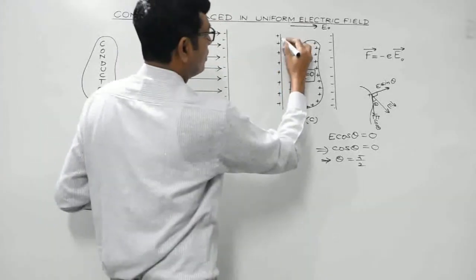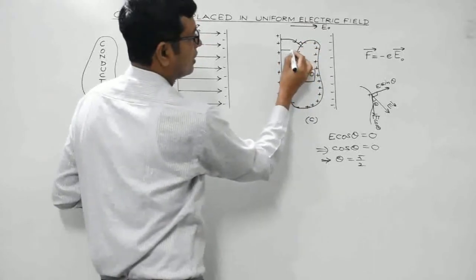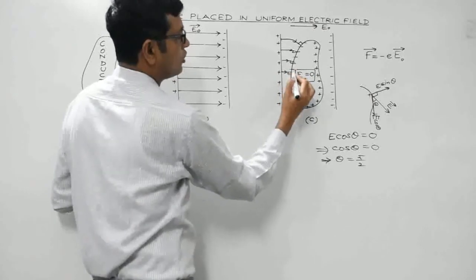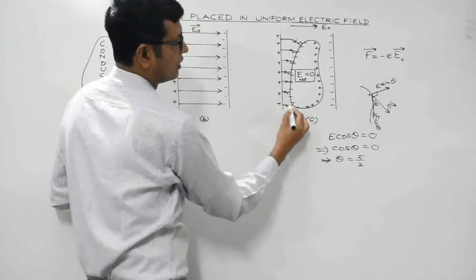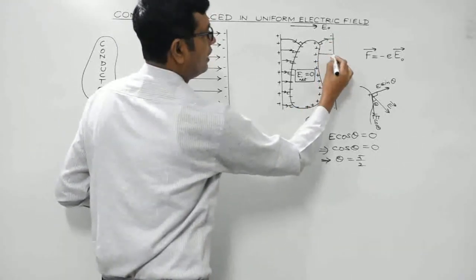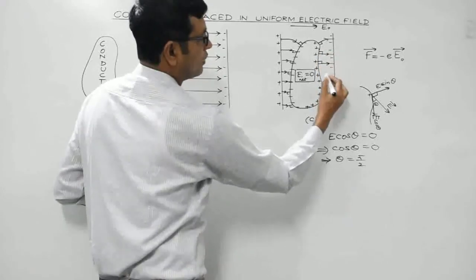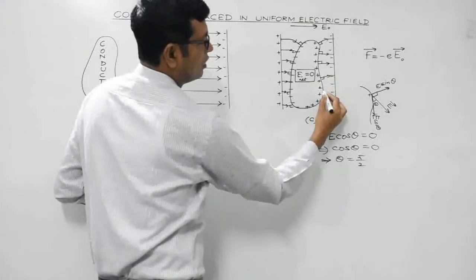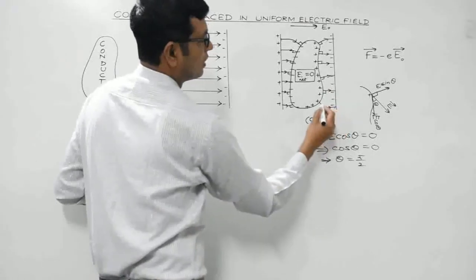So the diagram will get modified. It will be like this. It will enter the surface of the conductor at right angle, and also it will emerge from the surface of the conductor also at right angle, like this. So the field lines will get modified. So there won't be any component of the electric field which is tangential to the surface of the conductor. So the electric field would be perpendicular to the surface of the conductor, like this.